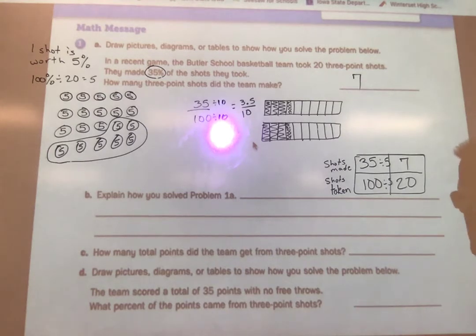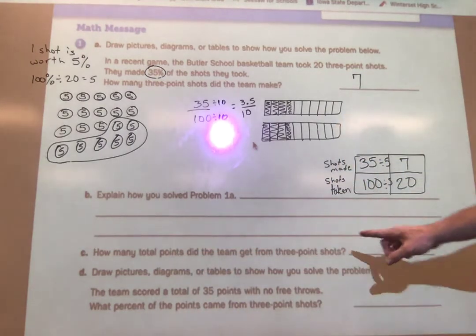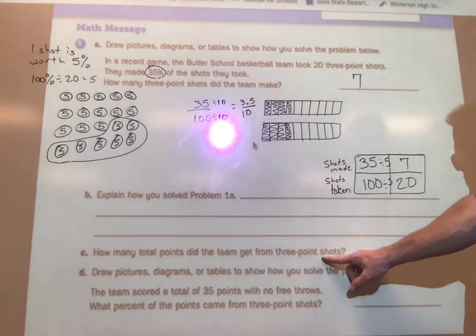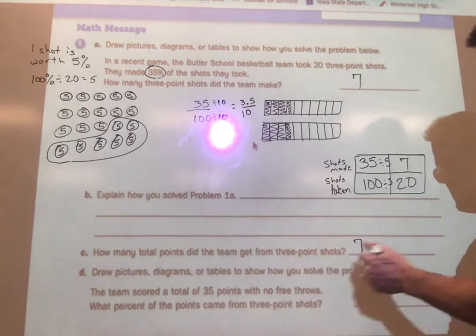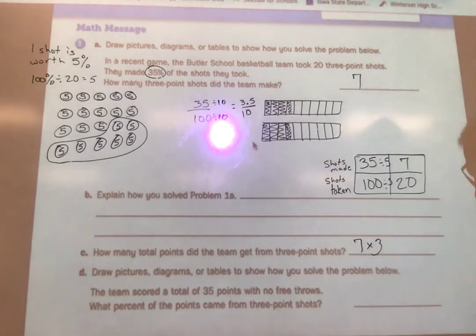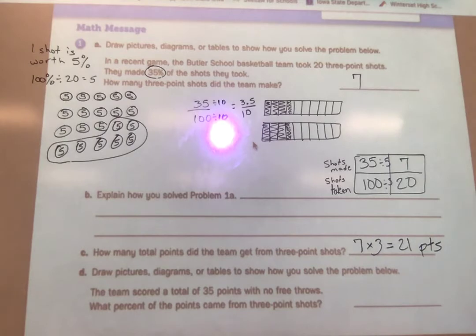Okay. The next one, see how many total points did the team get from the 3-point shots? Okay, this one should be pretty self-explanatory. If they made 7 of them, and we know there were 3 points each, all we have to do is take it times 3. So 7 times 3 is 21 points. So they made 21 points in 3-pointers in that game.